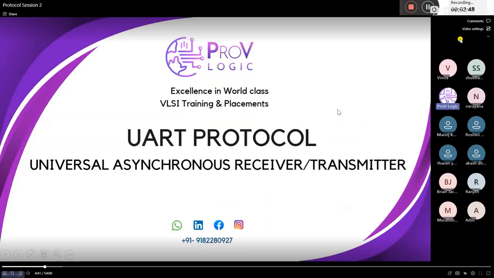So first of all, what is meant by the UART protocol? UART means universal asynchronous receiver transmitter. We also have a version called USART, which means universal synchronous asynchronous receiver transmitter. In that we use a clock, but in UART we don't use a clock.